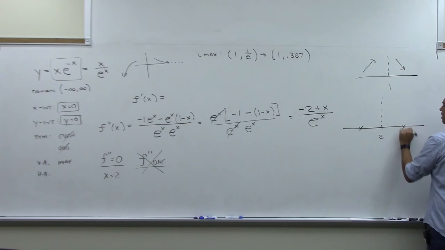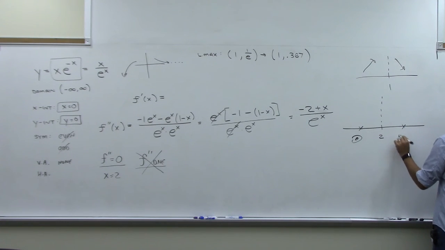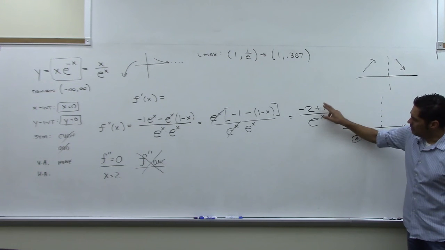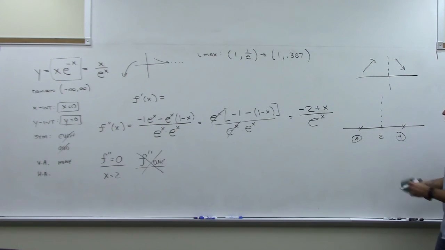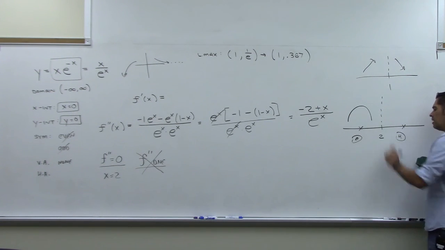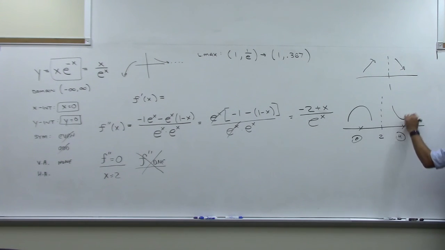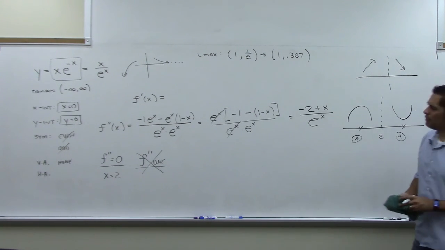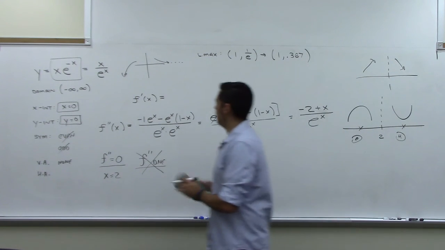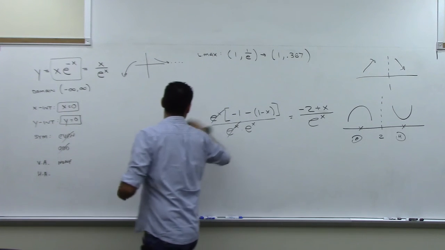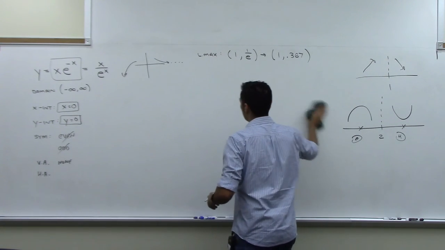Pick some test points and plug them into the second derivative. So 0 into here, I get a negative on top and I get a positive on the bottom. So I get negatives, that's concave down. Plug in 4, I'm going to get a positive on top, positive on the bottom, concave up. All right. This one's really not too bad.